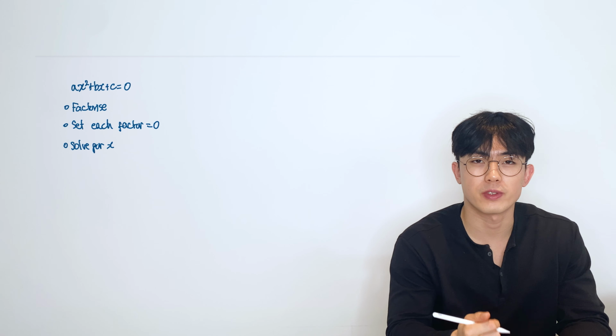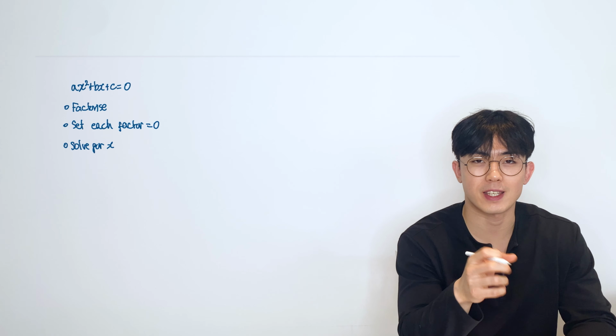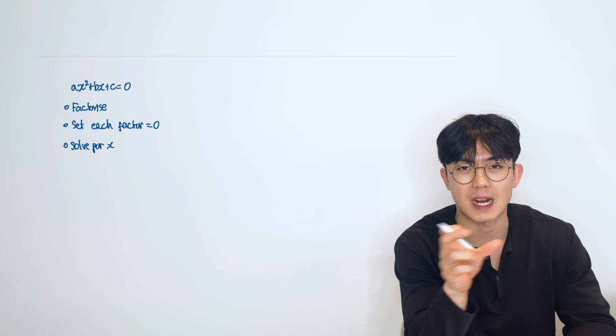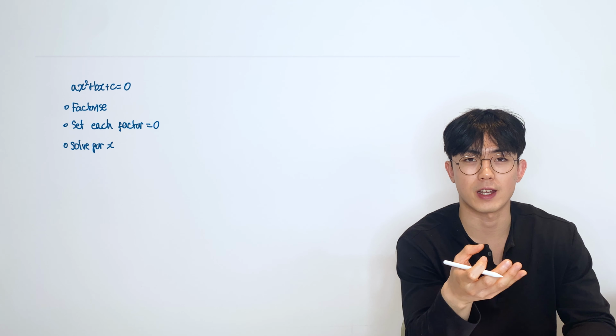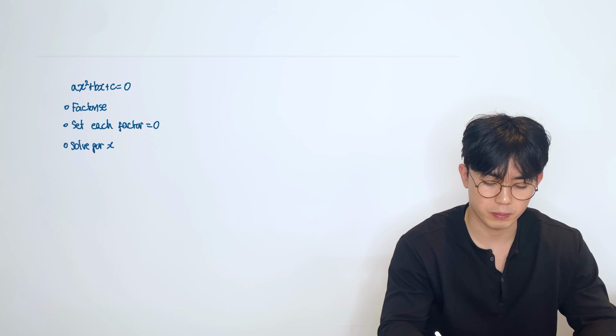And so there's a couple of steps you need to take. So first things first is you should factorize. Then we set each factor equal to 0, factor meaning each bracket equal to 0, and then solve for x. So it's a very simple process. So let's try some examples.